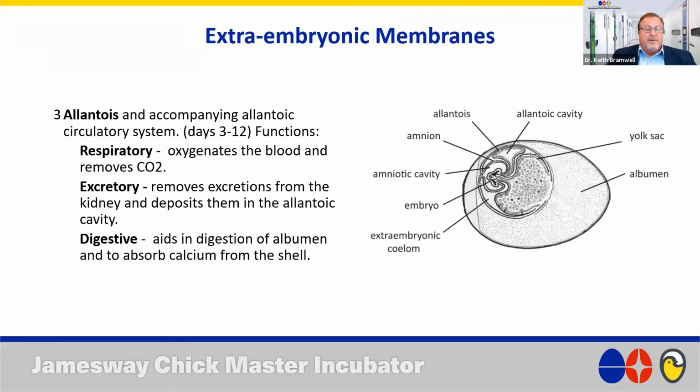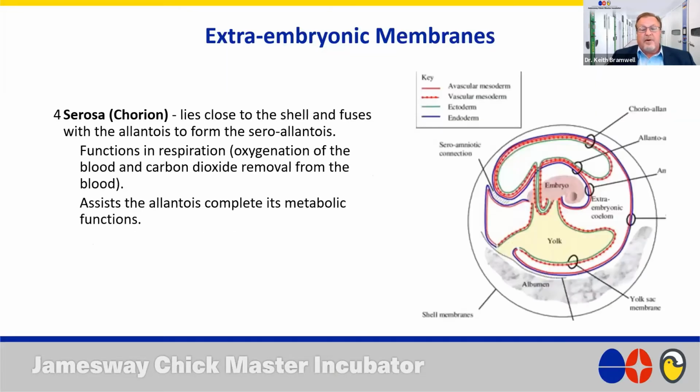The allantois is developing. Starts really early. It has some major functions: respiration, oxygenation of the blood, removing CO2, excretory function. We can see in our eggs when they hatch, we can see the little white deposits in that shell. Those are the urates, part of the waste that chick is removing from the metabolic processes. And the allantois plays a role in that, and also plays a role in the digestive system, aids in utilizing that albumin and absorbing calcium from the shell. So these are some very early membranes that are very critical.